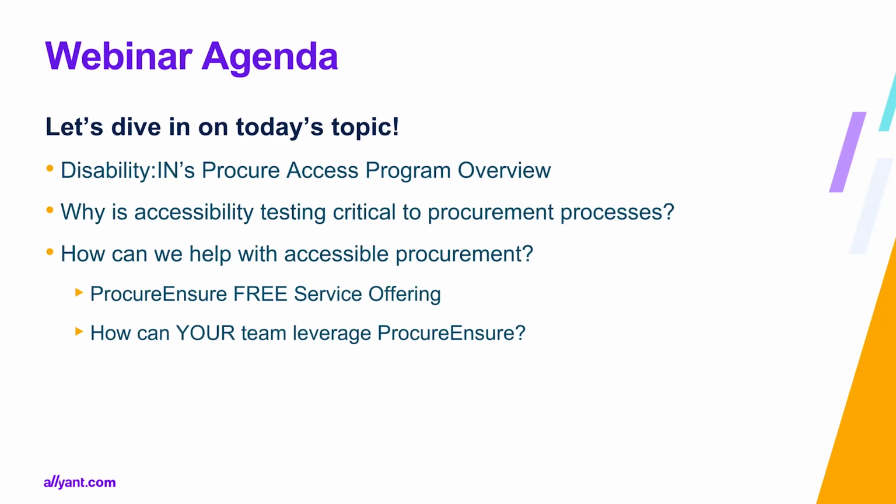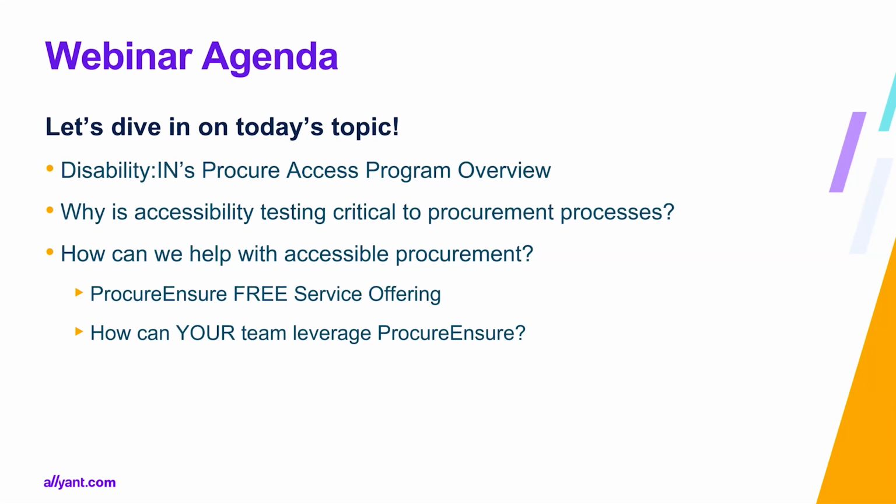As for the agenda for the webinar today, we're going to be talking all things accessible procurement. We'll start with, I like to say, what built this process and talk track here at Allyant, and that is Disability In's Procure Access program. I'll talk about where Procure Access comes from, or what the goal of Procure Access is through Disability In, that amazing organization. From there, we'll drive into why accessibility testing is critical to your procurement processes, and then how you can alter those processes, or how you can build awareness internally on this new topic, but I would say it's a very timely topic, as we'll get to in a few slides from now.